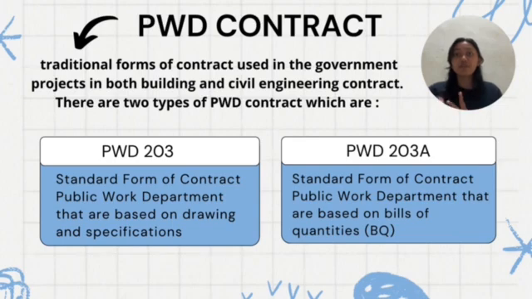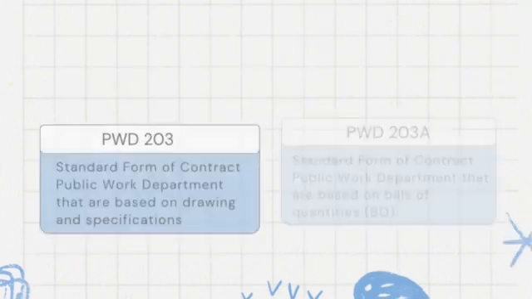There are two types of PWD contract, which are PWD203, standard form of contract public work department that are based on drawing and specifications, and second is the PWD203A, which is a standard form of contract public work department that are based on bills of quantity or BQ.